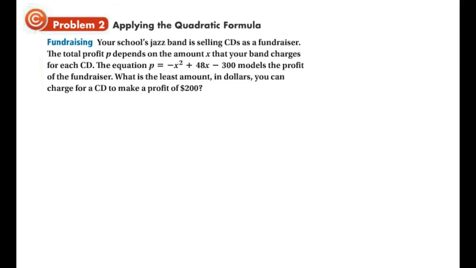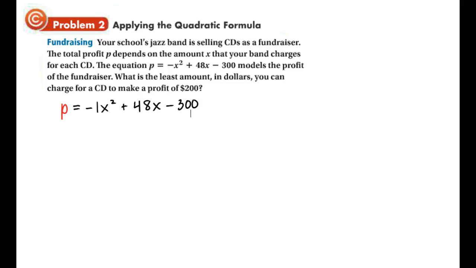In example 2, we are about to solve a real-world problem by applying the quadratic formula to a quadratic model. And this is the first example where you're going to see that the a value is negative. It says, your school's jazz band is selling CDs as a fundraiser. The total profit P depends on the amount x that your band charges for each CD. The equation P equals negative x squared plus 48x minus 300 models the profit of the fundraiser. What is the least amount in dollars you can charge for a CD to make a profit of $200?